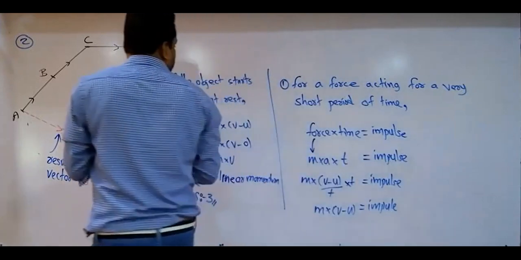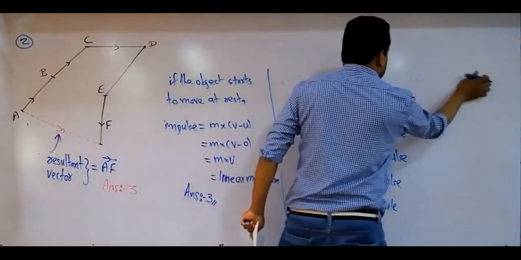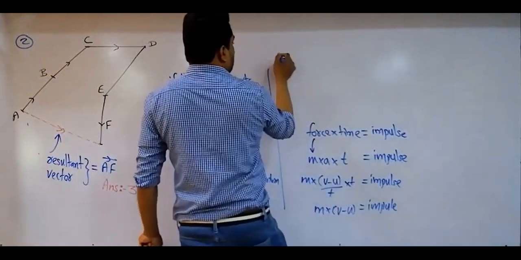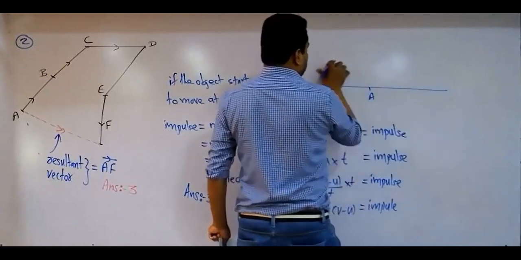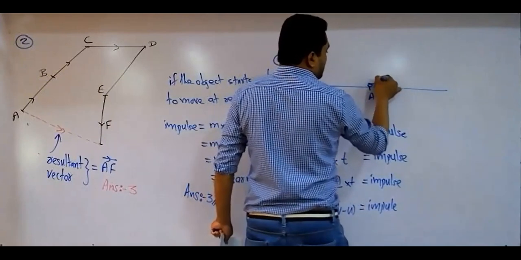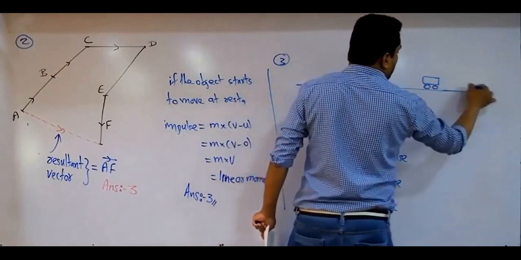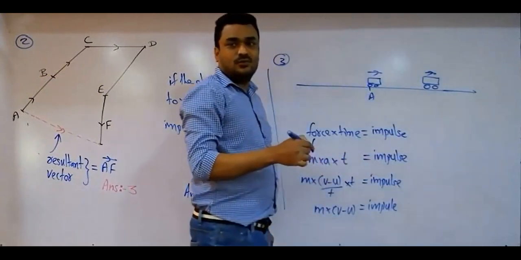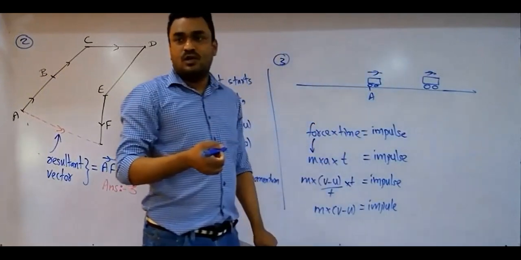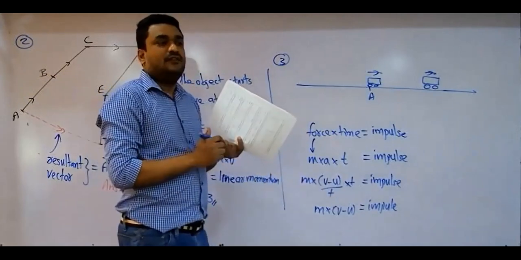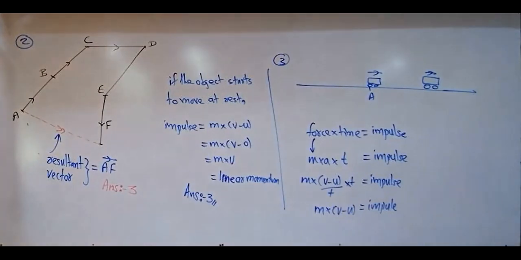For example, listen here. For question number 3, let's say this is point A. So let's say the object is moving to the right hand side. So velocity to the right hand side is positive. Am I right here? After some time, velocity changes and it starts to move in the negative direction, to the left hand side. Okay? Let me explain this.